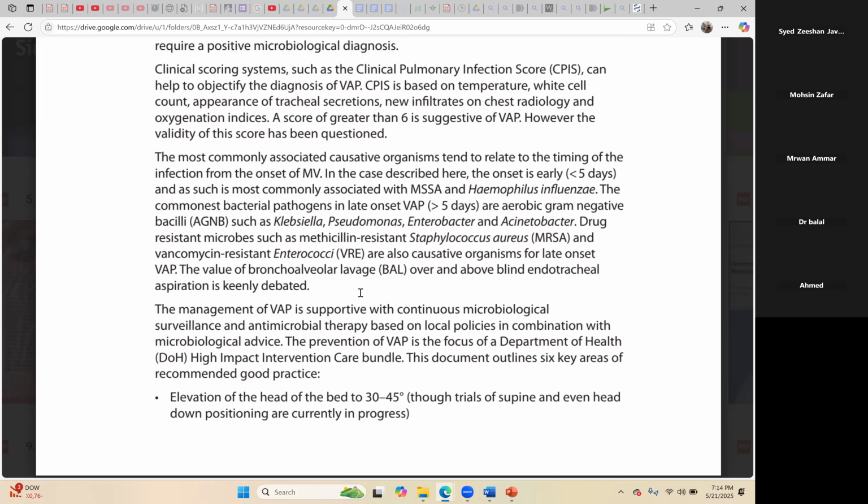With reference to the diagnosis of VAP, the most sensitive is protected specimen brushing, bronchoalveolar lavage is relatively less sensitive, and sputum culture is even less sensitive. If you have protected specimen brushing, you need very few colonies for the diagnosis, and if you have sputum culture, it should have more colonies. So this is just another few points about the diagnosis.